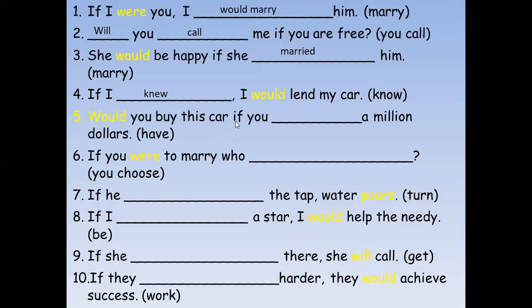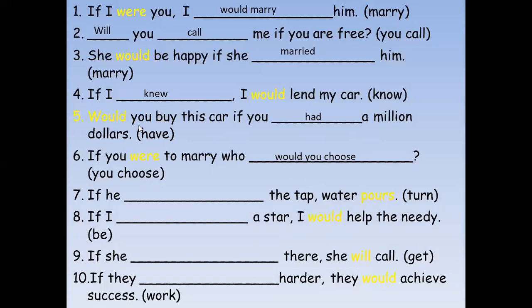Would you buy this car if you had $1 million? Would, so it's if clause type 2. Would you buy this car if you had $1 million? If you were to marry, who would you choose? This is if clause type 2.